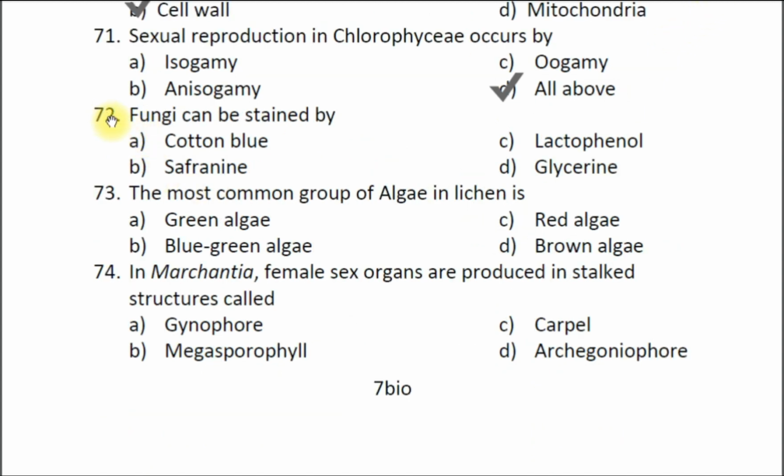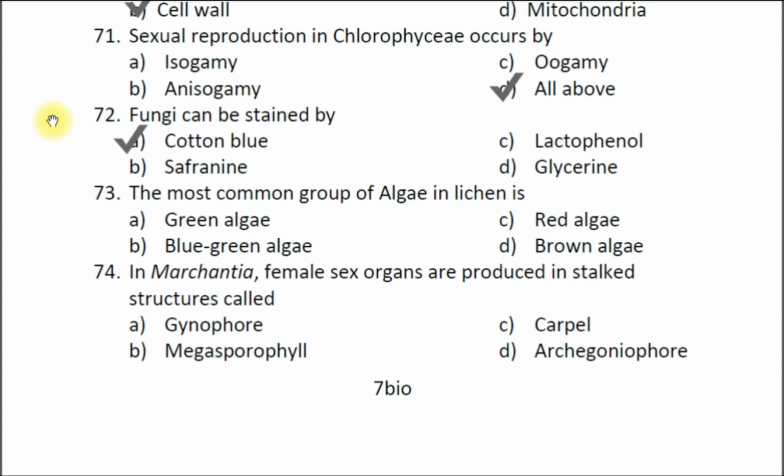Next, question number 72. Fungi can be stained by A. cotton blue, B. safranin, C. lactophenol, D. glycine. The correct one is the A. cotton blue. Actually, the stain used for the fungal staining is the LCB, stands for lactophenol cotton blue stain. It has the three constituents: the lactic acid, then the cotton blue and the phenol.